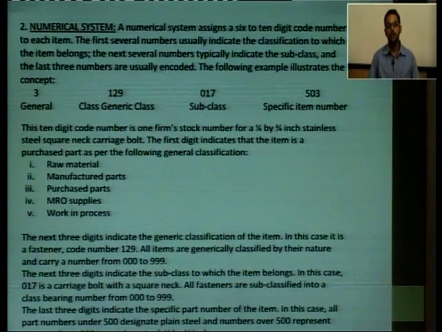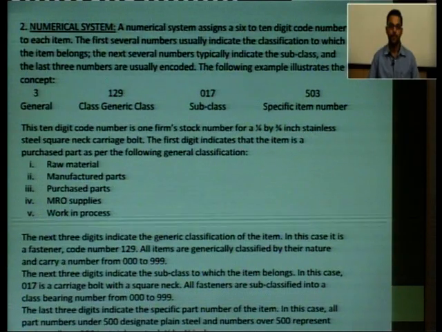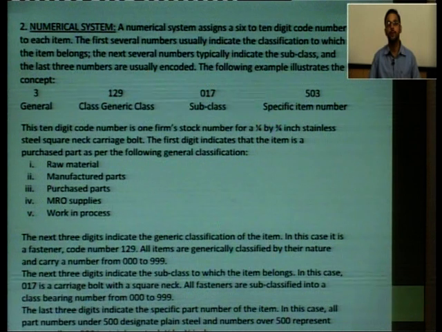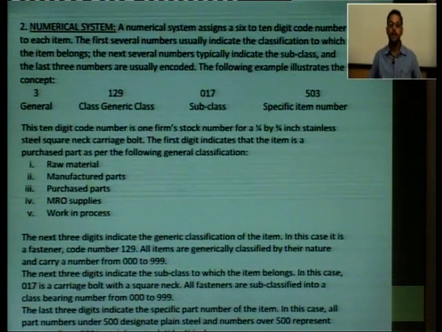The next system is the numerical system. A numerical system assigns a 6 to 10 digit code number to each item. The first several numbers usually indicate the classification to which the item belongs. The next several numbers typically indicate the subclass, and the last three numbers are usually the specific item code. The following example illustrates the concepts.